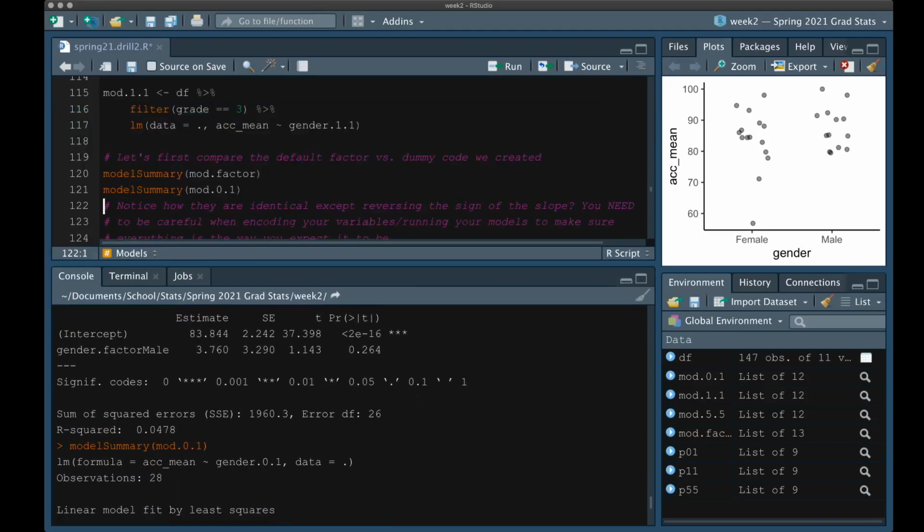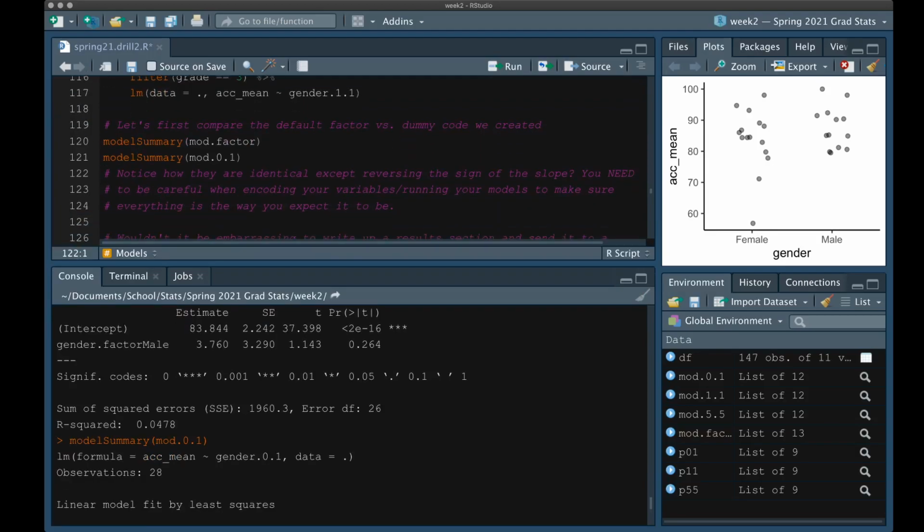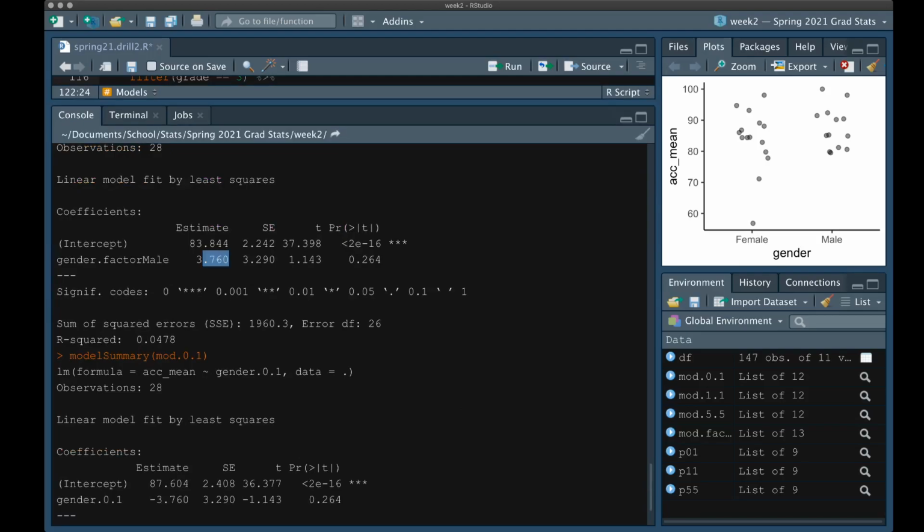So when we run it this way, notice how these slopes are the same except that the sign is flipped. And then when you look at our intercepts, those are different as well.